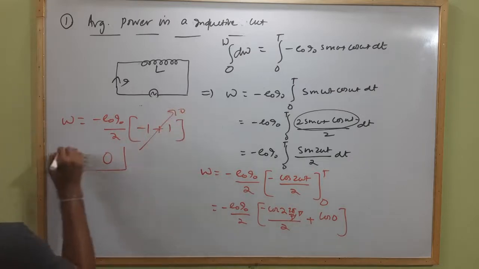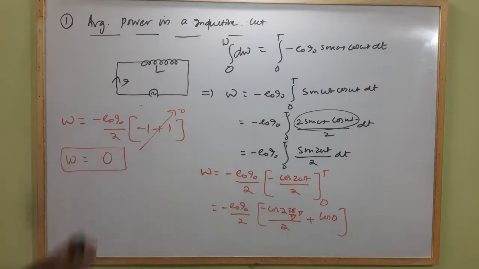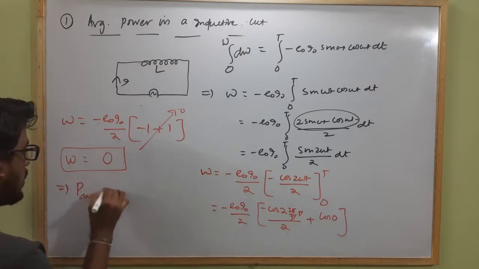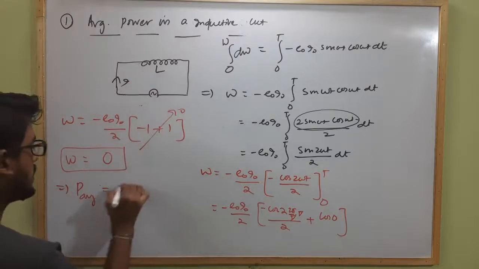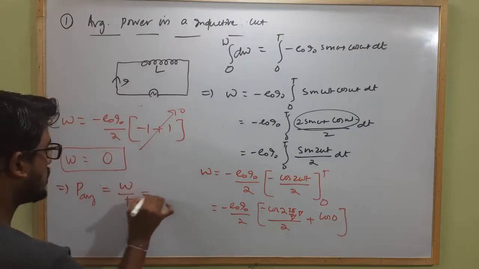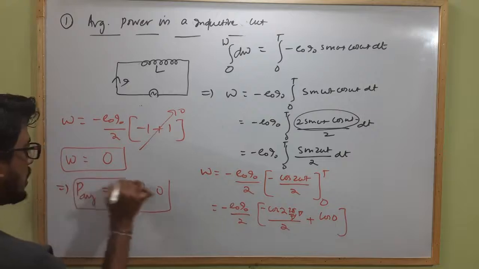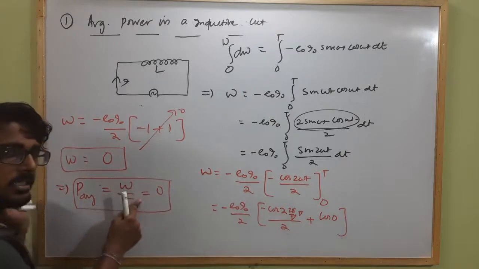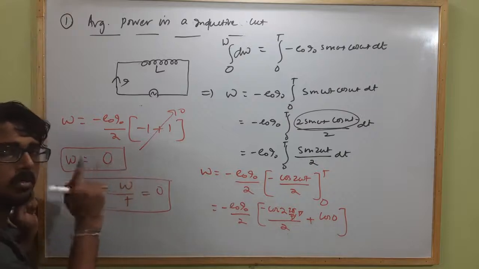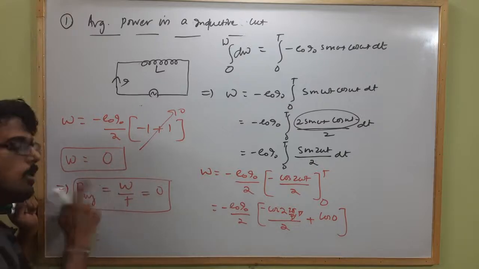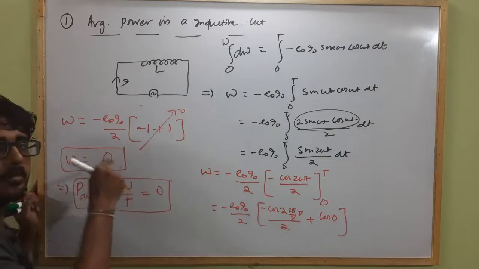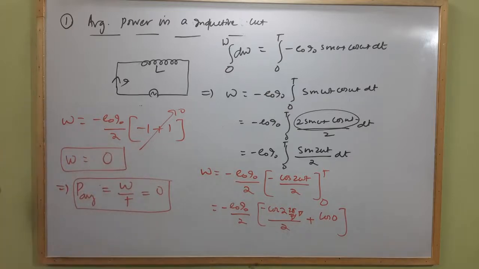So the total work done over a complete cycle is also 0. So this implies P average over a complete cycle for a inductive circuit is also W by T, which is equal to 0. Clear? So for inductive circuit over a complete cycle, power average is 0. For a capacitive circuit over a complete cycle, power average is 0. But for resistive circuit over a complete cycle, the power average is I RMS square into R. Clear?